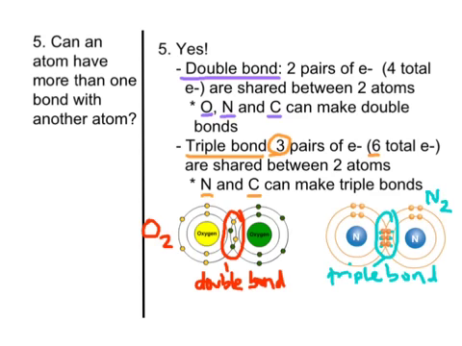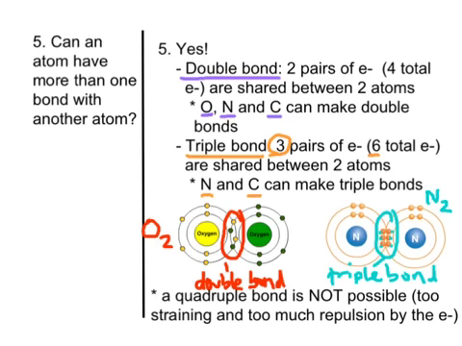Now, the question of the day is, can a quadruple bond exist? And unfortunately, no, quadruple bonds cannot exist. All right, so here we go again. A quadruple bond is not possible because it's too straining for the atom.